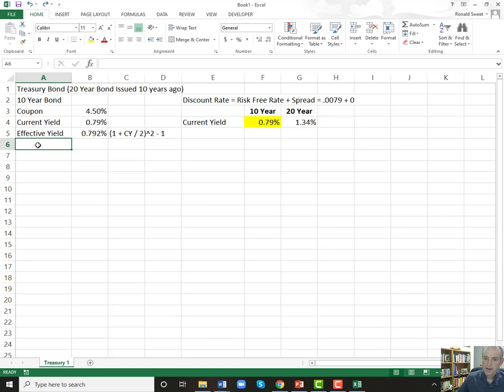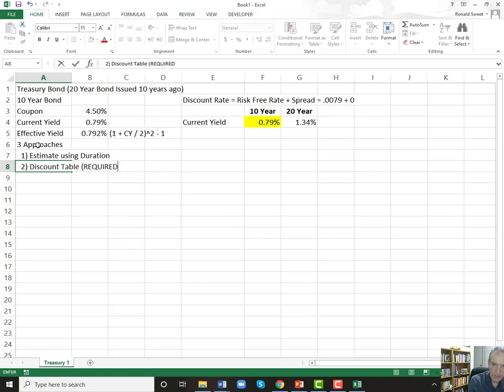All right, so what else can we do with this? I'm going to give you 3 approaches for this problem. The first one is the estimate using duration. We're going to try that approach. The second one is the discount table. This one's required. You must do this one. And the last one is the formula.